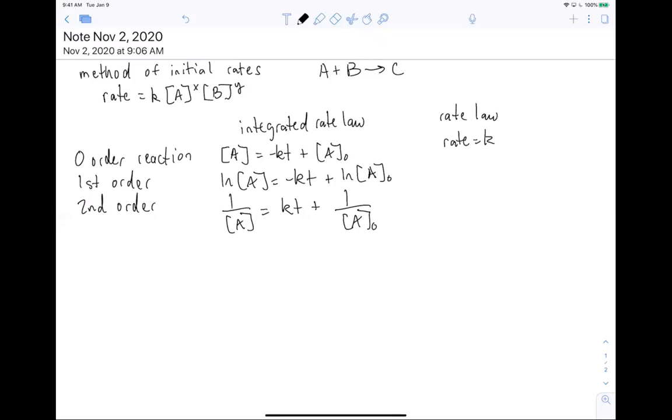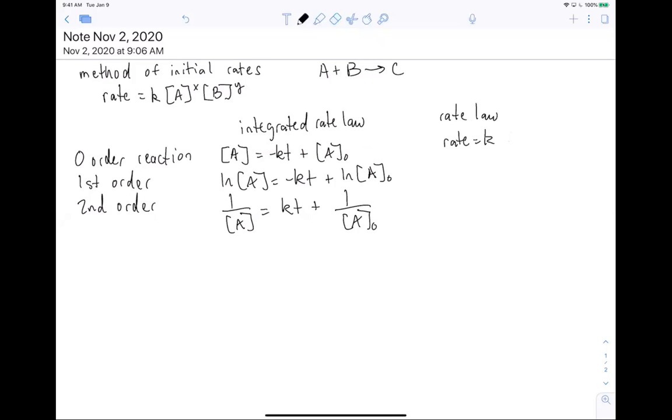So for a zeroth order reaction, that's zero order in the reactant, right? It would be A to the 0, which is just 1. So that's what our rate law would look like. Once you integrate that, you get this expression over here. So if you're calculus sharp, you could do that.